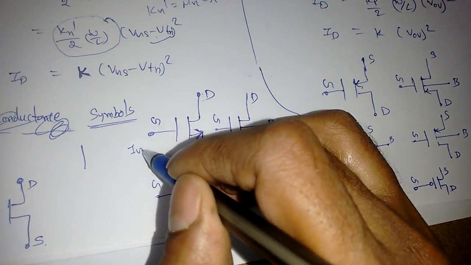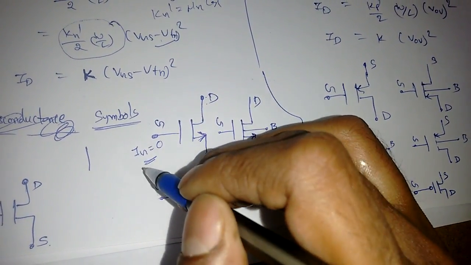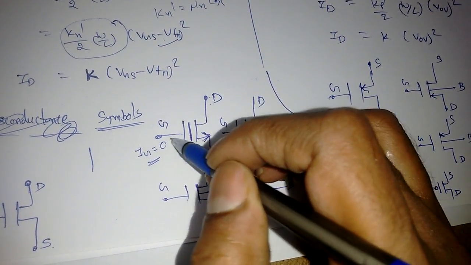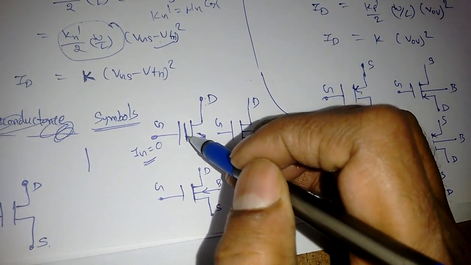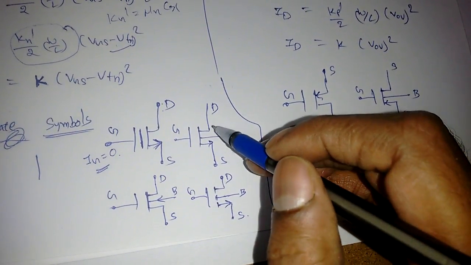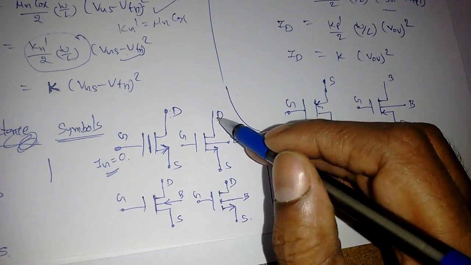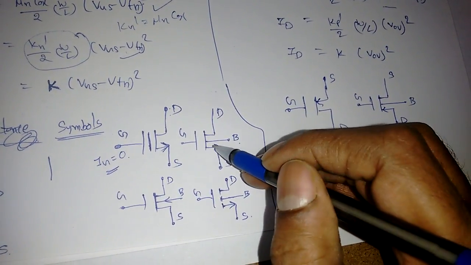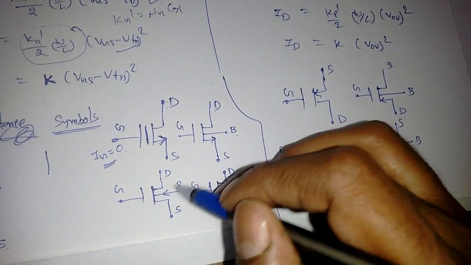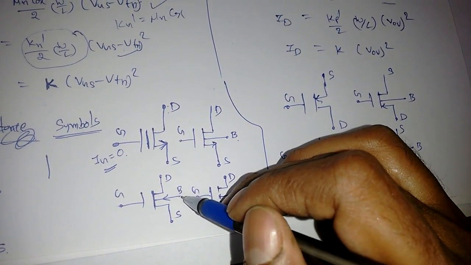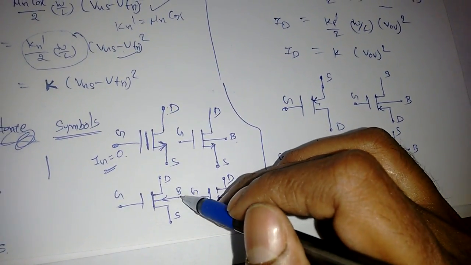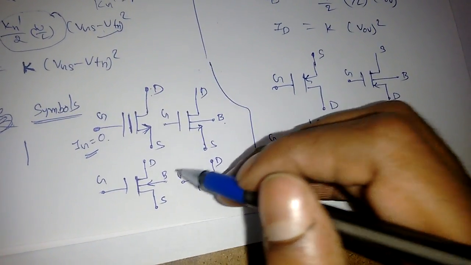What is this gate current? It is 0 always, because this is a dielectric material, so there is no current flow in between these two. So Ig is 0, so ID is equal to Is, I can say. Now the other symbol: we'll have a 4 terminal device, so bulk is also there and the direction is outward of the source. Or we can say same symbol, but if you give the direction to the bulk, it will be inward to the bulk.